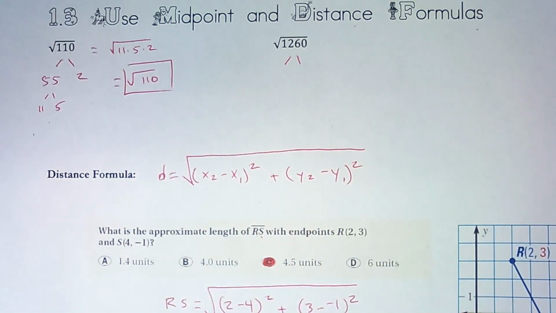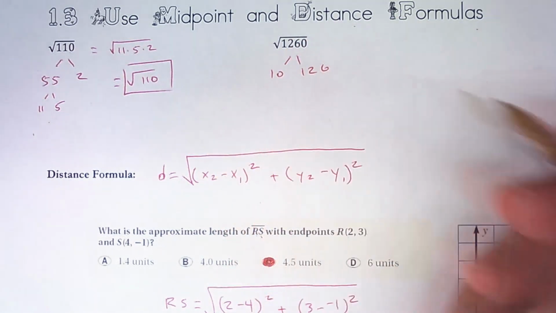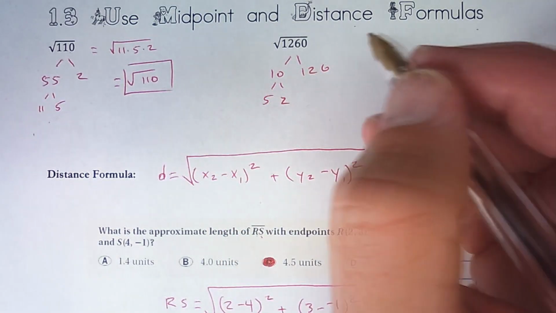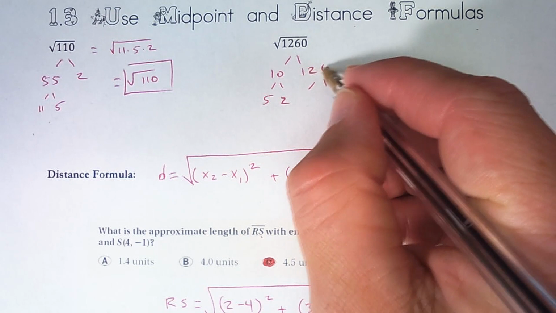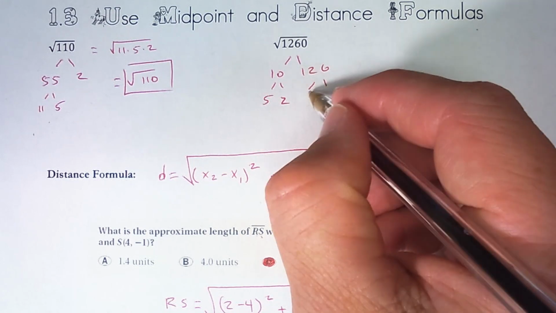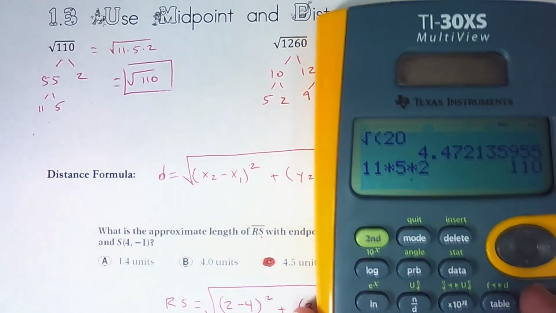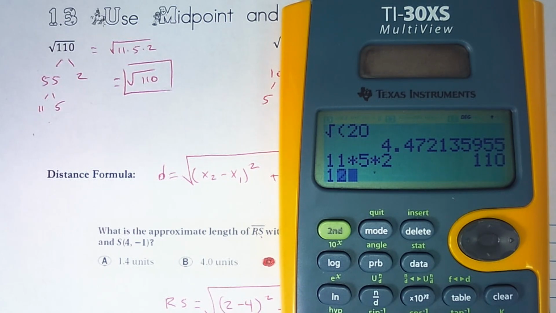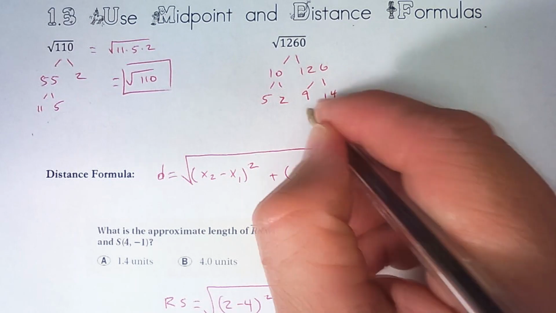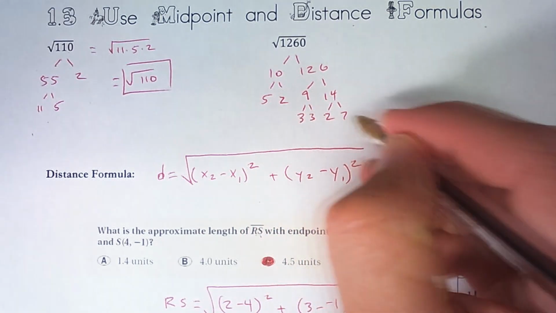How about 1,260? Well, that's 10 times 126. 10 is 5 times 2. 126, if I add those three digits, 6 plus 2 plus 1, that makes 9. And 9 is divisible by 9. So I know 9 is going to go into 126. Let's just see how many times. 126 divided by 9 is 14. 9 is 3 times 3, and 14 is 2 times 7.